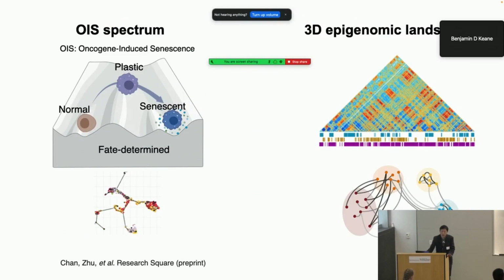So in this aspect, we have two main recent developments. This one is the OIS spectrum, oncogene-induced senescence spectrum. Senescence is not just one thing like apoptosis, which is almost binary. Senescence is more like a continuous trajectory.